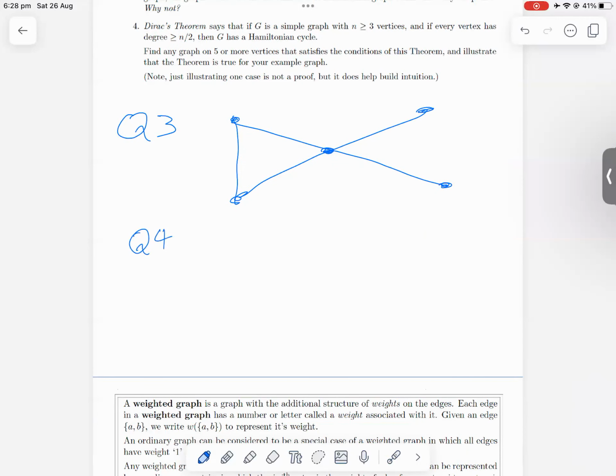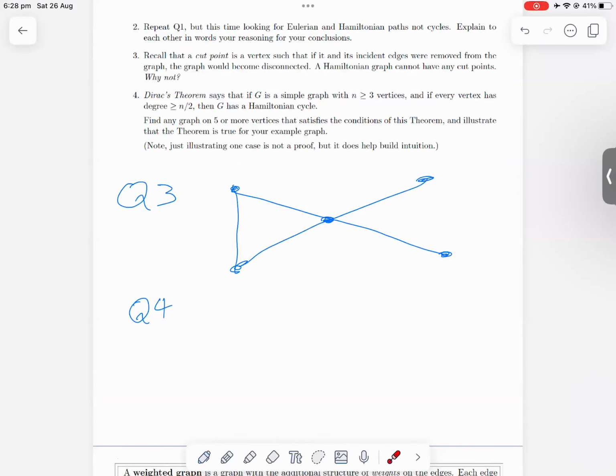So question 4 is about the famous theorem. Dirac's theorem says that if G is a simple graph with n vertices, more than 3 vertices, and if every vertex has degree at least n over 2, so for 3 vertices, 3 over 2 is 1.5, so every vertex should have degree 2, then G has a Hamiltonian cycle for sure. So let's see one example. One of the famous examples is like this one.